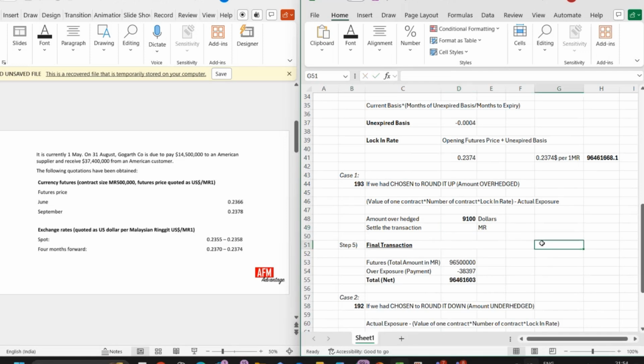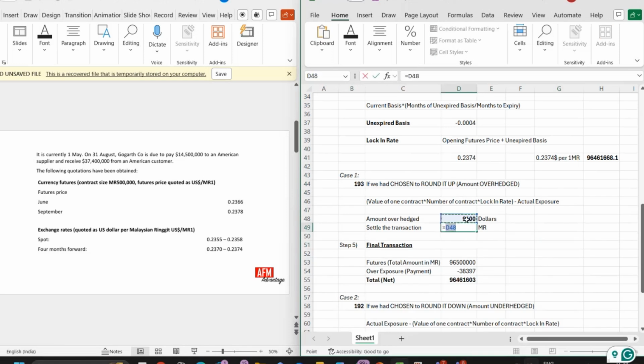Now, the thing is, this is the amount which we have overhedged, right? So we have to settle this contract 4 months down the line. At what rate? And that's a good question. We'll be using the forward rate. Okay. So whenever we are dealing with overhedging or underhedging, we'll be using the forward rate, because that is when the overhedged and underhedged amount will be completed, right?